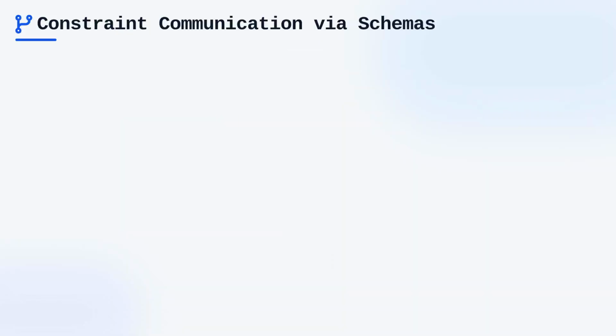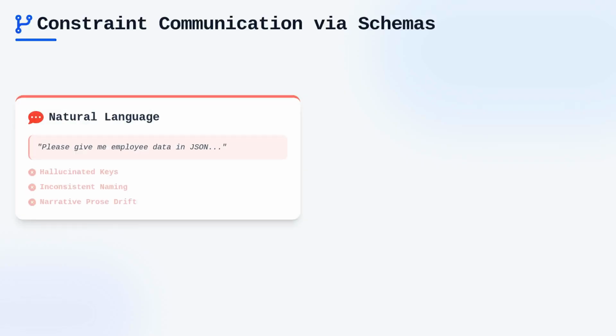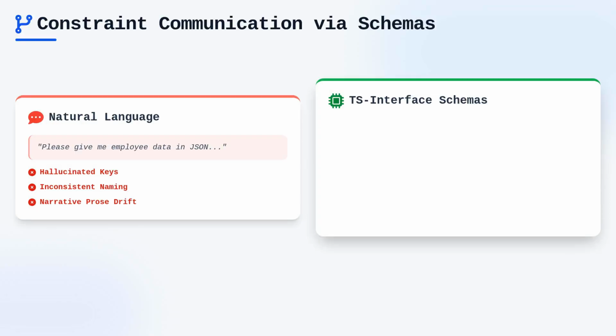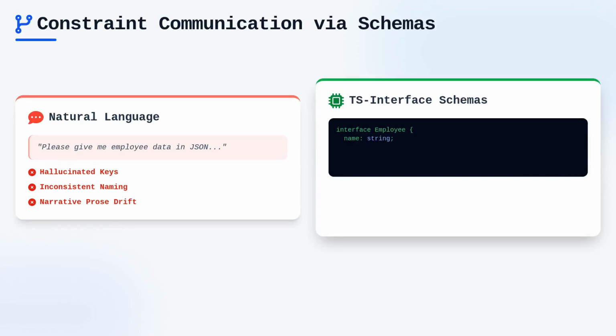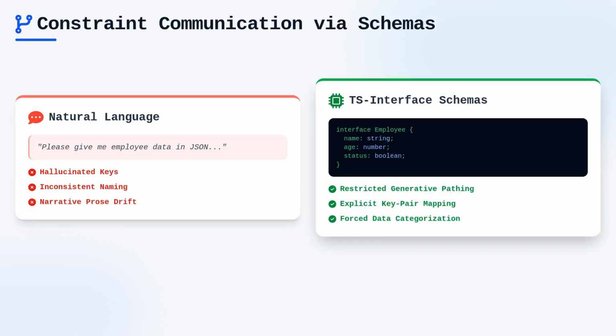The most effective way to communicate these constraints is by embedding TypeScript-like interface definitions directly into our system instructions. By defining a schema, specifying keys, expected data types, and required fields, we provide the LLM with a template that restricts its generative pathing. For example, if you require a JSON response containing employee metadata, you should explicitly define the expected structure as an object containing a string for the name, a numeric integer for the age, and a Boolean for status. This method is superior to simple natural language requests because it forces the model to categorize information into specific buckets rather than weaving it into narrative prose.